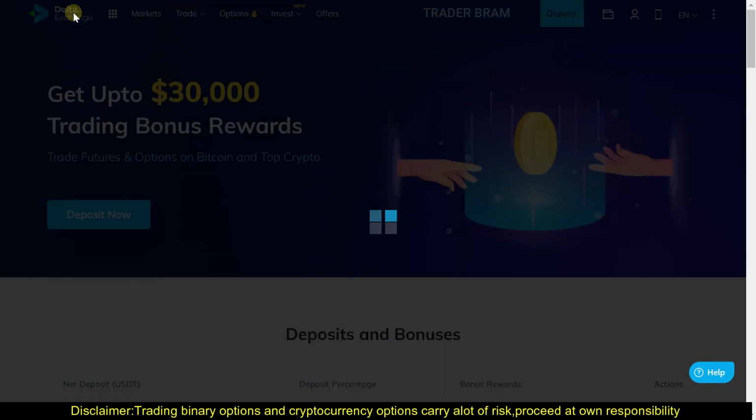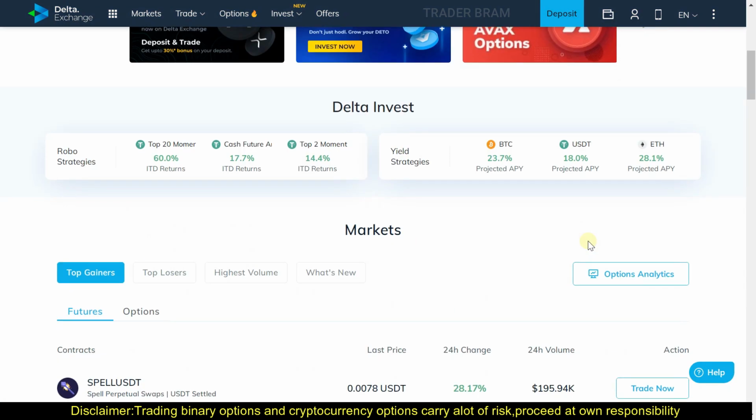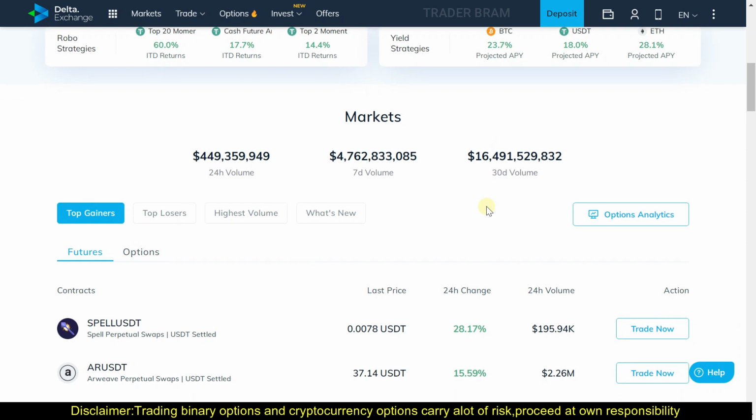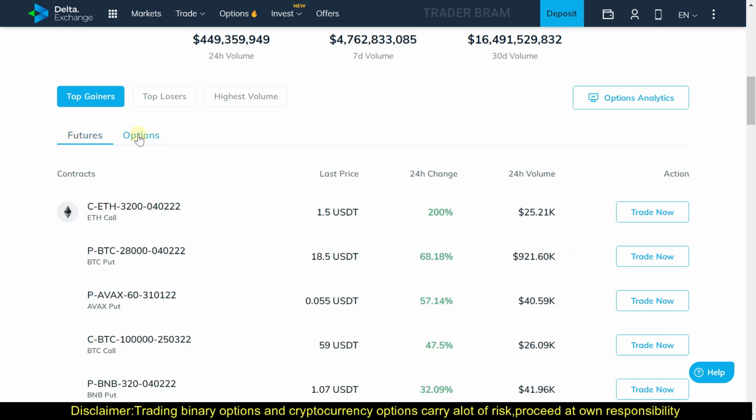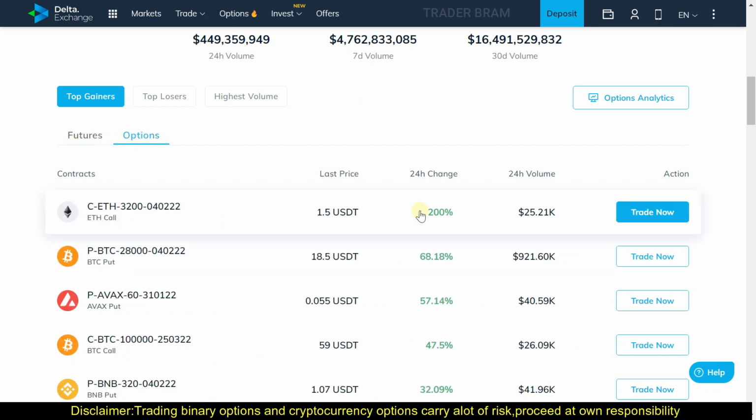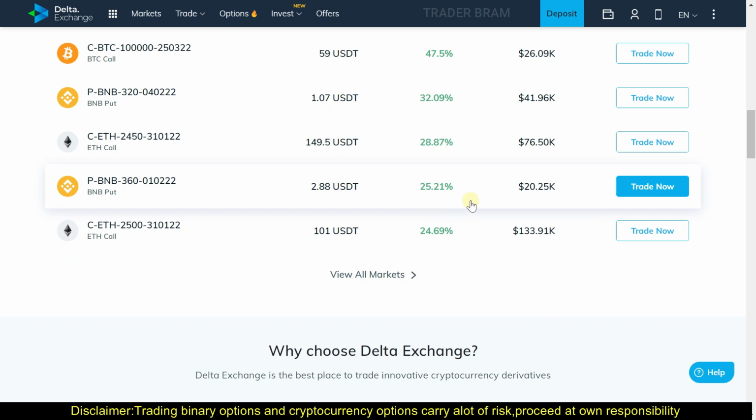So when you go back, you can scroll down and get the market overview. Here you just get information about the market, be it the options or the futures, so that you can make a trading decision.